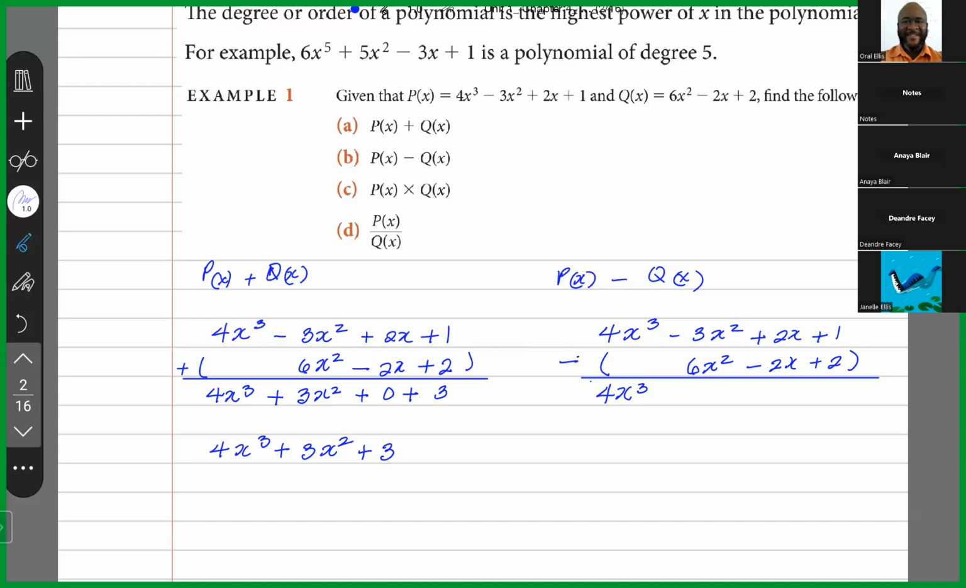Now, minus 3x squared minus 6x squared is minus 9x squared. Now, 2x minus minus 2x is positive 4x, because minus is plus. Now 1 minus 2 is minus 1. So p of x minus q of x is 4x cubed minus 9x squared plus 4x minus 1.